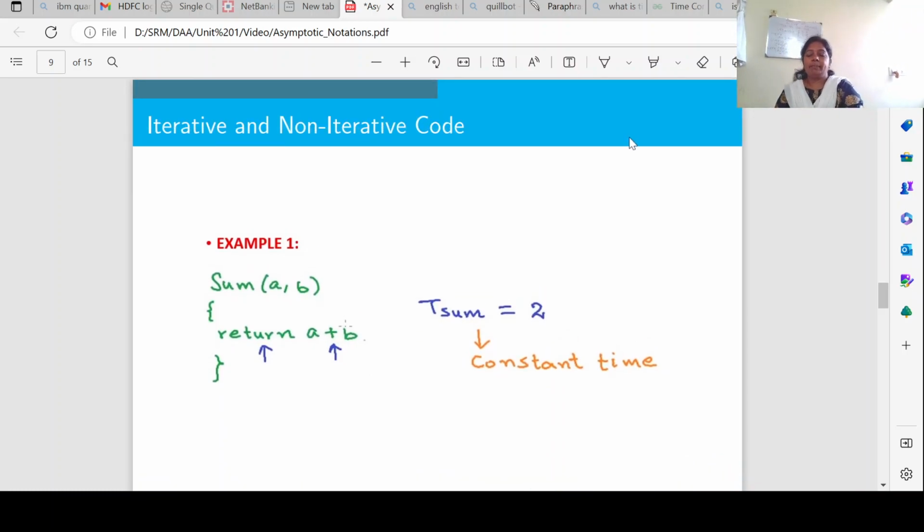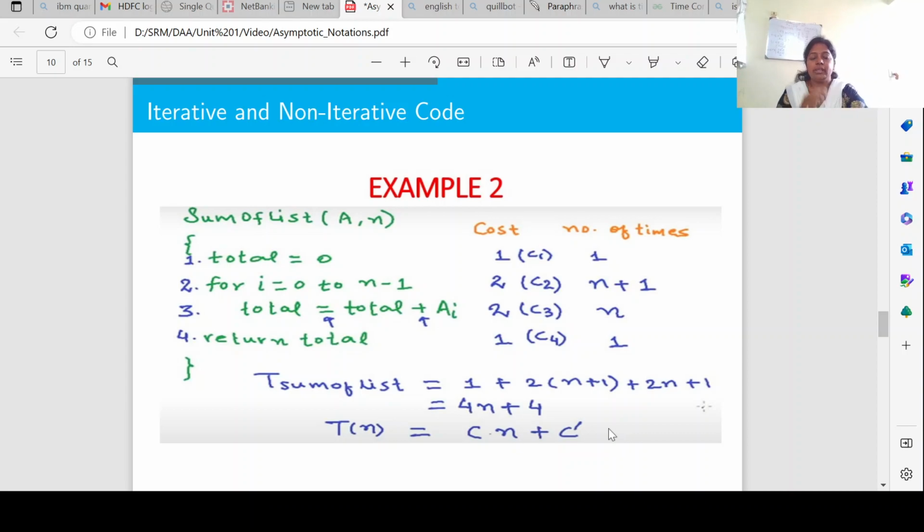One more example: sum of a comma b, return a plus b. Here you have one return statement and a plus b is an arithmetic operator. So the total time required for this algorithm is 2 units of time. This is also constant time. This can be replaced with a constant function, the standard function big O of 1.